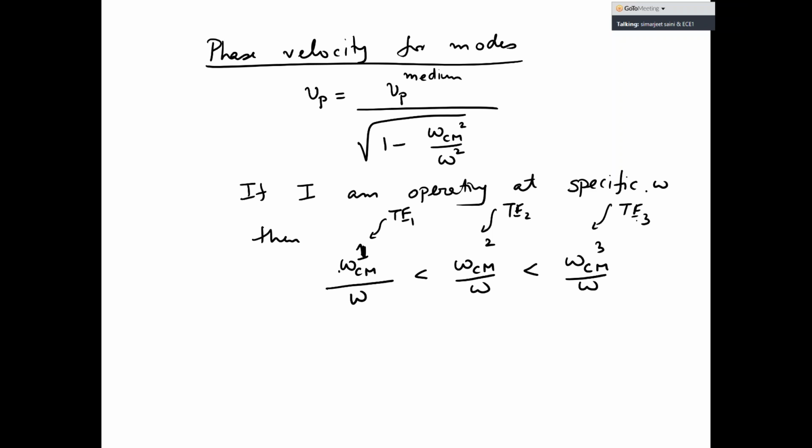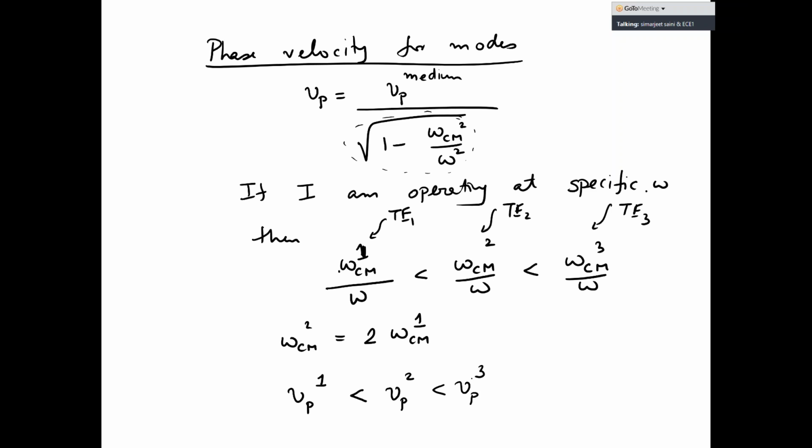So this is always going to happen for TE1, TE2, and TE3. The cutoff frequency omega CM2 is nothing but twice the cutoff frequency omega CM1. So it's telling you that the phase velocity for the first mode is going to be closer to 1. So the phase velocity for the first mode is going to be smaller than the phase velocity for the second mode, is going to be smaller than the phase velocity for the third mode.